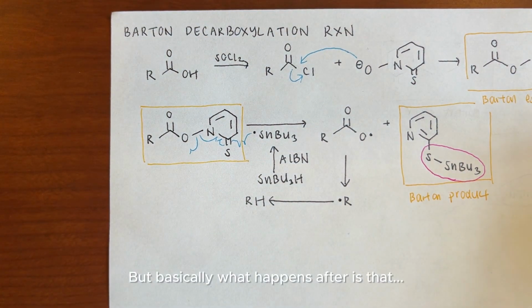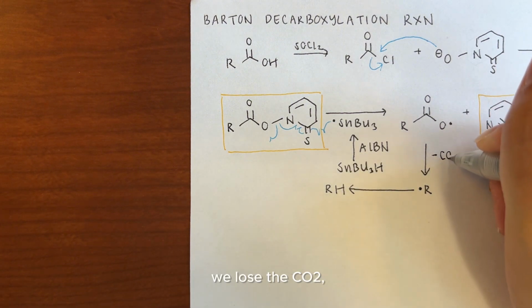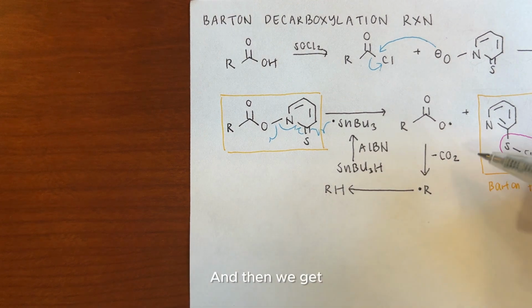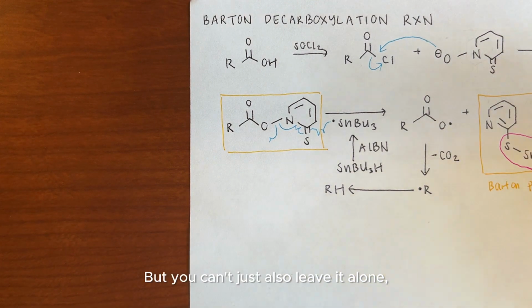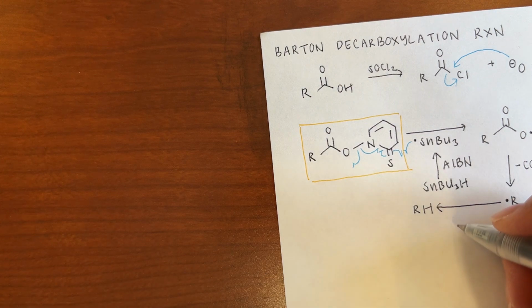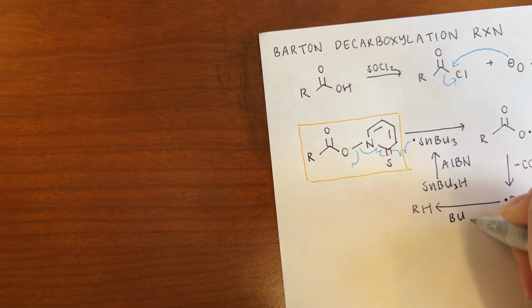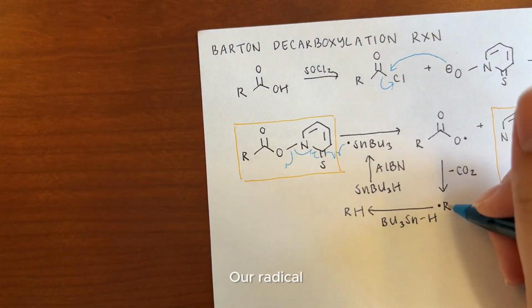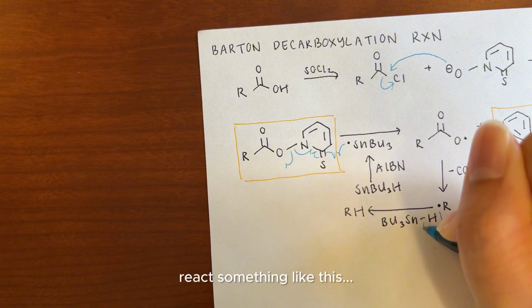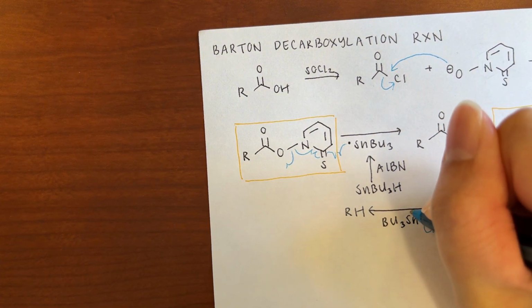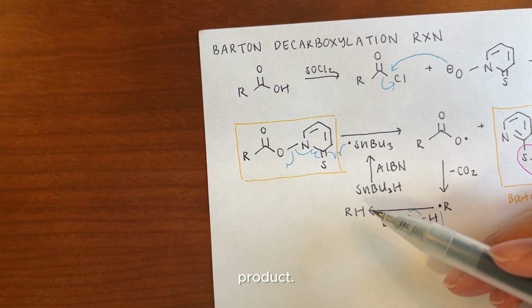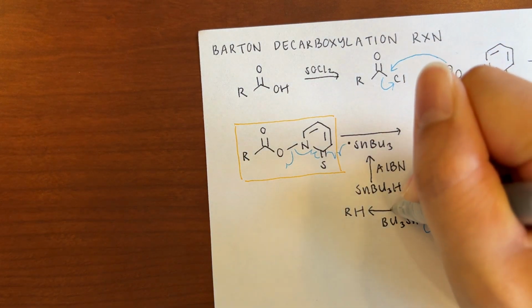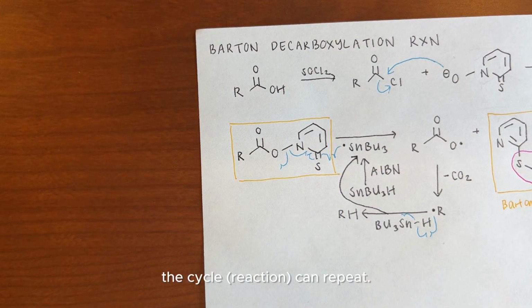But basically what happens after is that we lose the carbon dioxide, which is the decarboxylation of this reaction, and then we get a radical. But you can't just leave it alone, which is why we need a reducing agent, which will also be our tributyl tin hydride. Our radical will react something like this, forming our product. It can also react with another tin radical, meaning that the cycle can repeat.